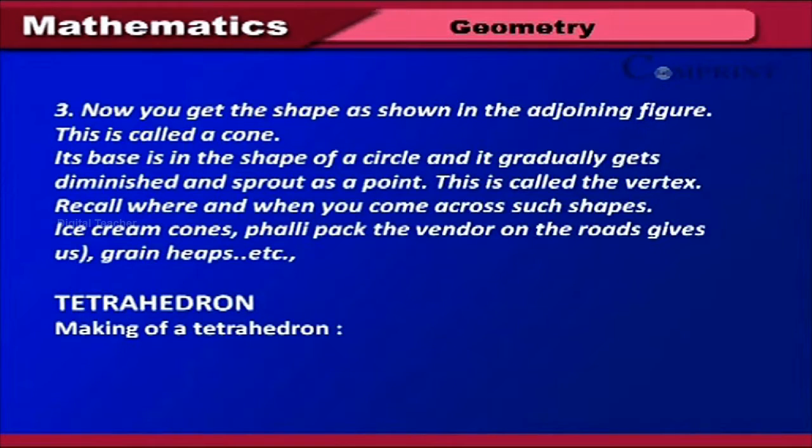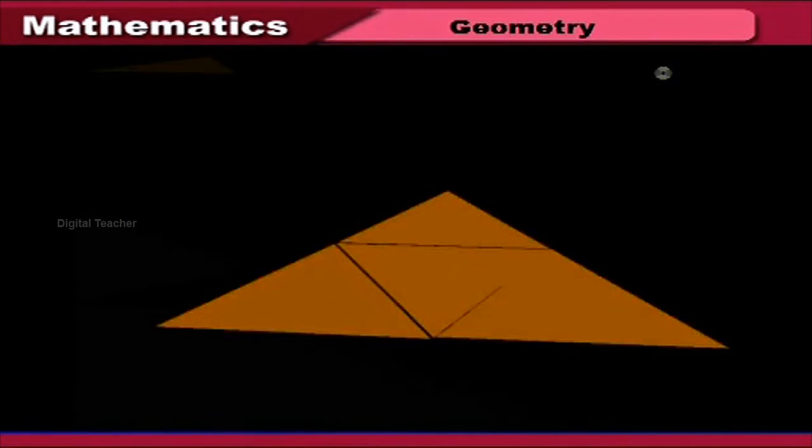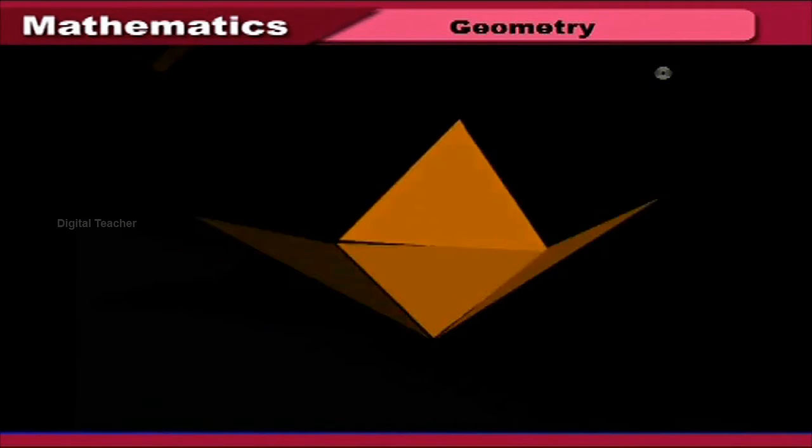Tetrahedron. Making of a tetrahedron. Draw an equilateral triangle PQR and draw isosceles triangles or equilateral triangles PQU, QRS and PRT on the sides of PQR. Fold along PQ bar, QR bar, RP bar. Then form the triangles PRT and PQU.